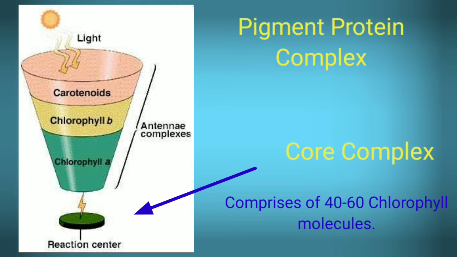complex. And this antenna complex is again made up of protein molecules. The various pigment molecules in the antenna complex absorb different wavelengths of light and transfer their absorbed energy to the core complex, which is finally concentrated in the reaction center, which is called the chlorophyll. And the latter takes part in the photochemical reactions.